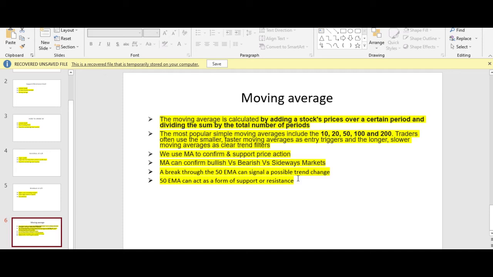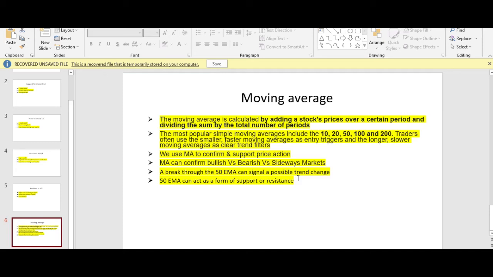You add the stock prices over a period, and you divide it by the number of days you want. If you want 10, you can put 10. If you want a 20 days time, you can put 20. Personally, I prefer the 50 EMA, exponential moving average, to give a good indicator for it.